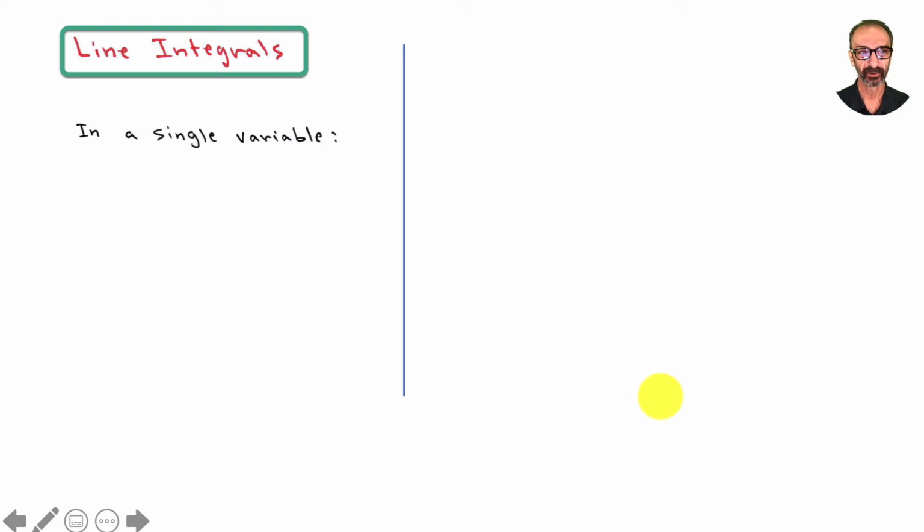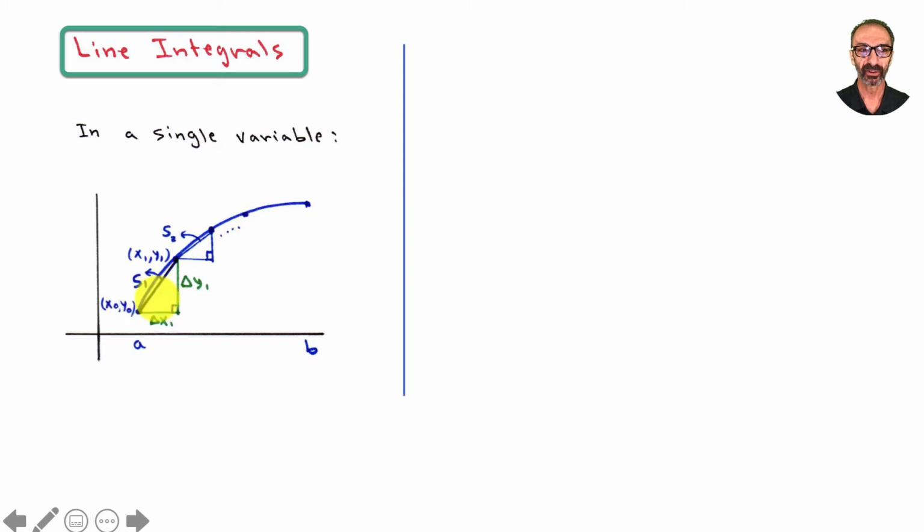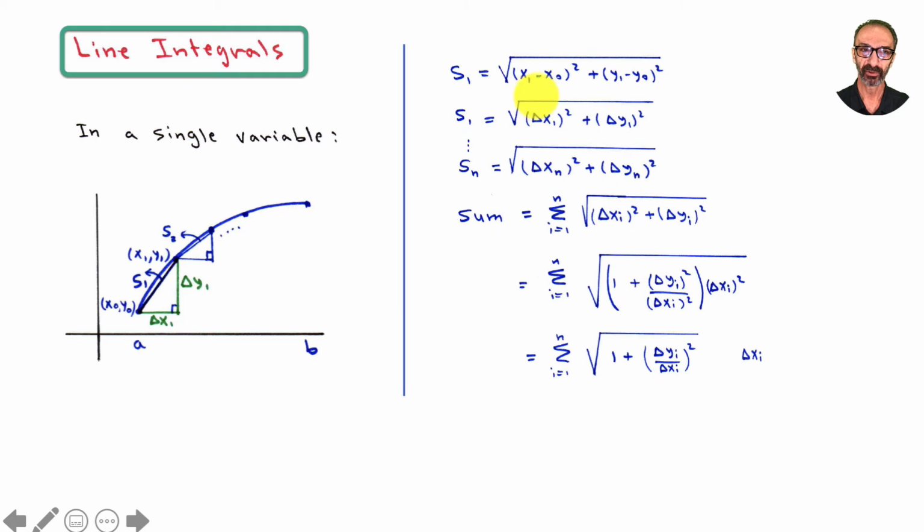In a single variable, we start by partitioning the length or the arc into pieces. From this point to this point, x sub 0, y sub 0, x sub 1, y sub 1. This will be called the hypotenuse, which is S1. Finding the adjacent and opposite, and finding the hypotenuse, or using the distance formula, we end up with the following.